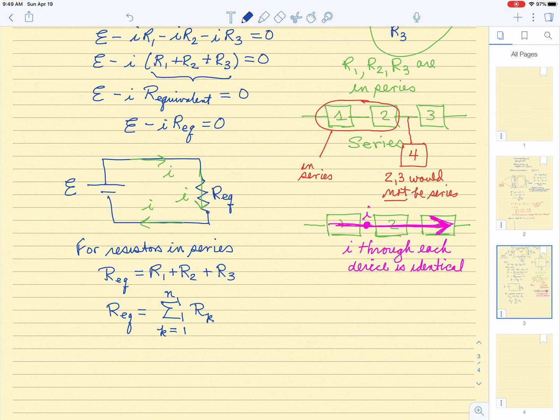So that's for resistors in series. We've got some practice with Kirchhoff's voltage law. We now understand that for devices in series, the current is identical through all those devices. And so we'll end here, and we'll pick it up in talking about circuits where devices are in a parallel configuration. All right, very good, folks. Stay tuned.